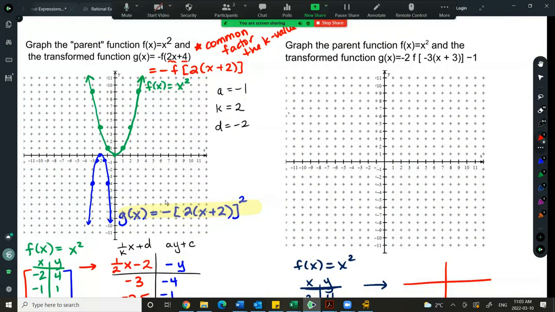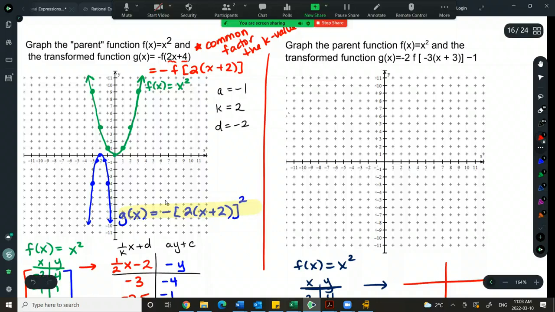So it might be helpful to list a, k, d, c before you start. So who can tell me a, k, d, c?